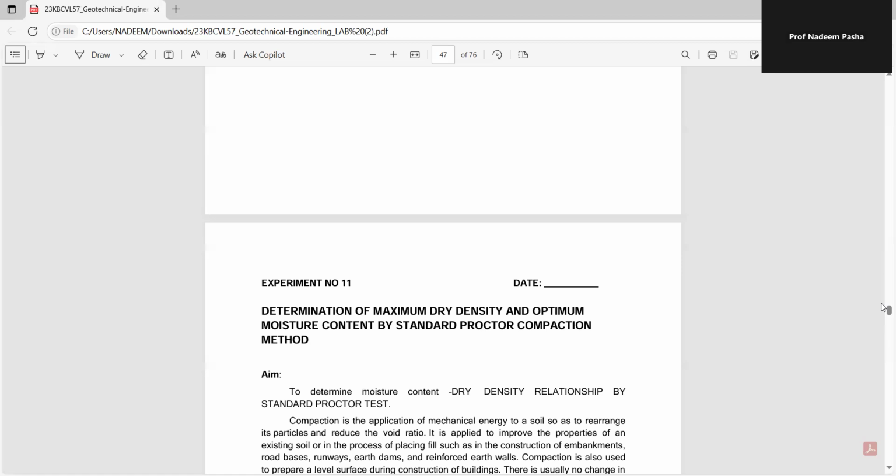So what is compaction? Compaction is nothing but application of mechanical energy to a soil so as to rearrange its particles and reduce the voids ratio.